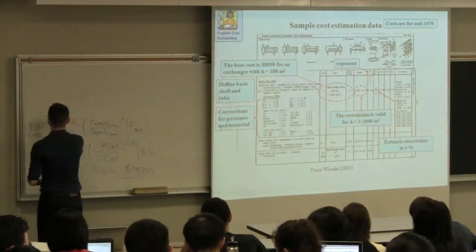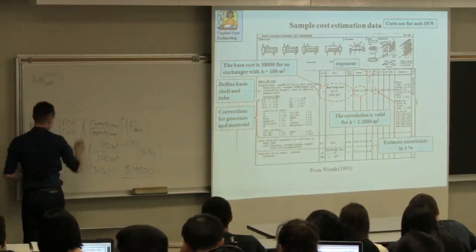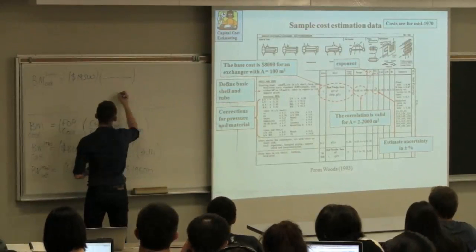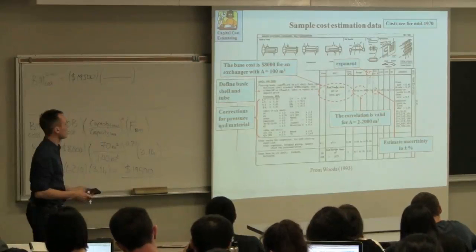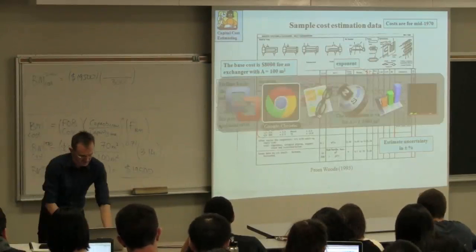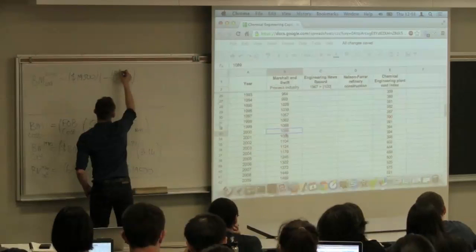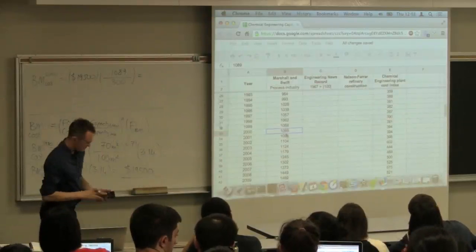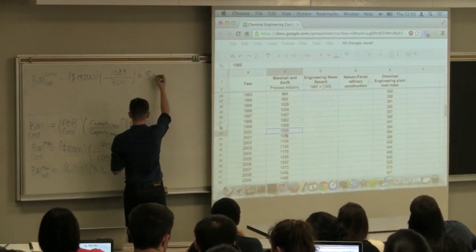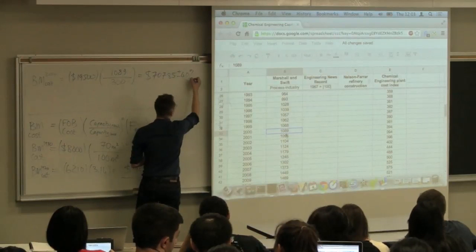Then if we want to get that to 2000, I'm just going to use the year 2000 for now. We can take this up and multiply by the index for 2000 divided by the index for 1970. So use the 300 in the denominator there, and then the index for 2000, Marshall and Swift in 2000, was 1089. So this gets me a price in 2000 of 70,785, plus or minus 40%.